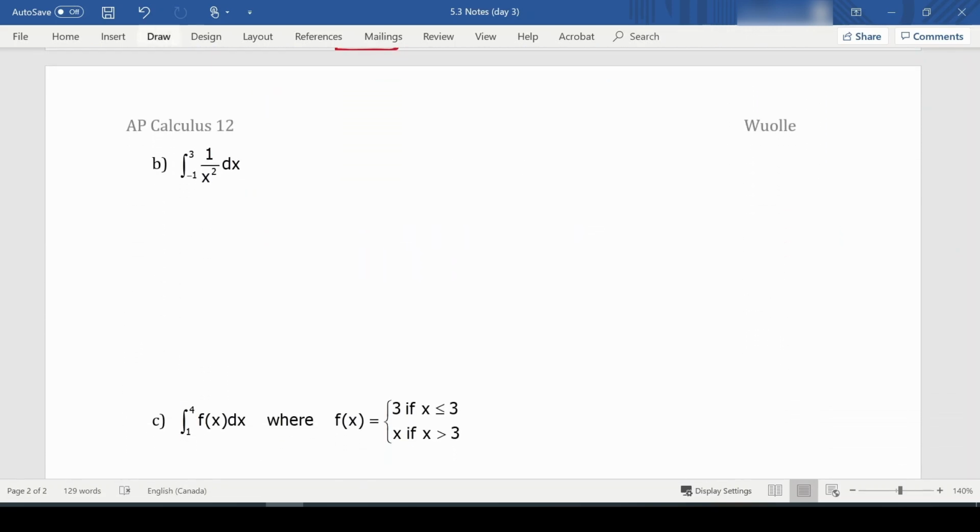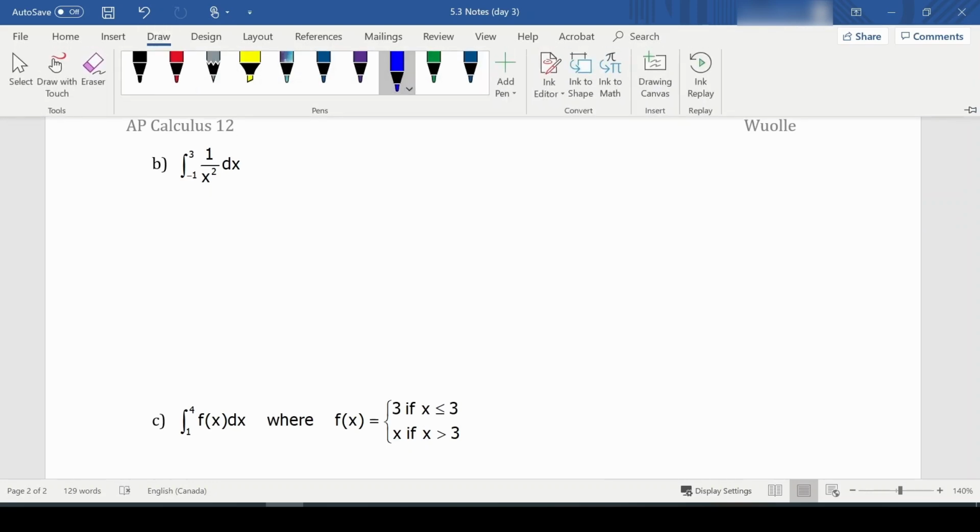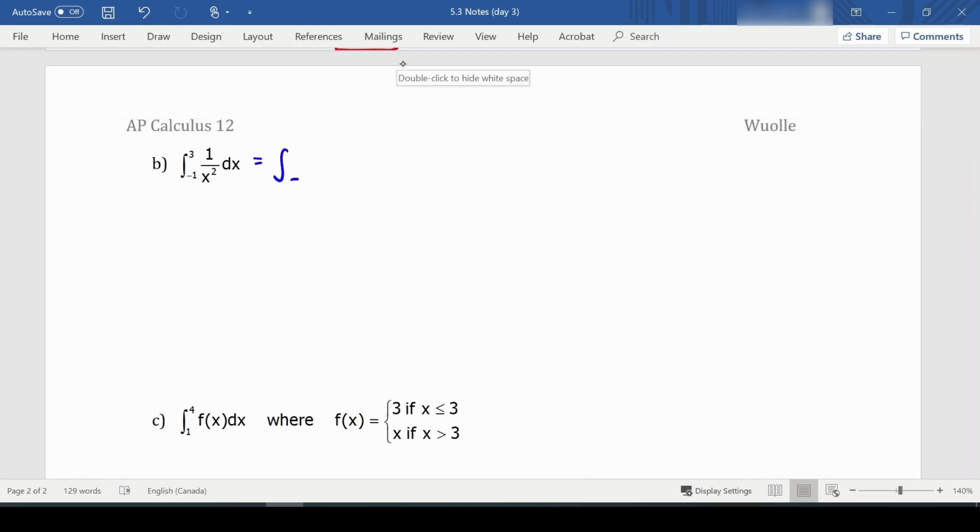We'll try another one. This one, again, I would rewrite before you do the antiderivative. I would rewrite this as x to the -2 dx. The antiderivative of this would be x to the -1, but then I would need a negative in front. Now, the problem is that we have to look at continuity here.